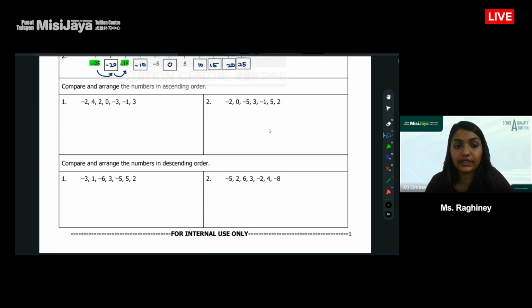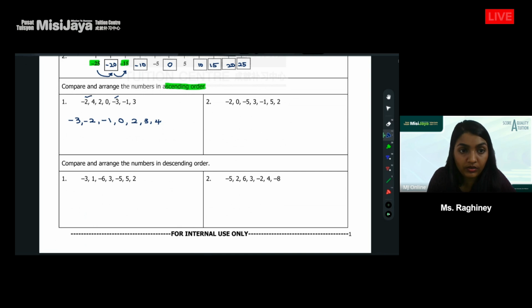Okay, let's look at this exercise down here. Compare and arrange the numbers in ascending order. Ascending order means from small to big, right? So which is the smallest number over here? All the numbers over here. Smallest is going to be -3, followed by -2, followed by -1. And then 0 is in the middle. And then after that, is there a 1 here? There's no 1. There's just 2, and then 3, and then 4.